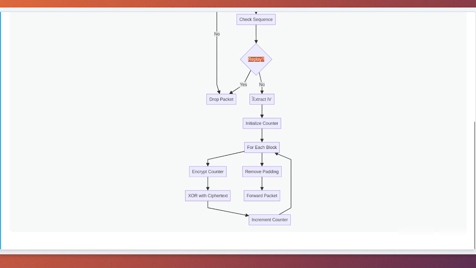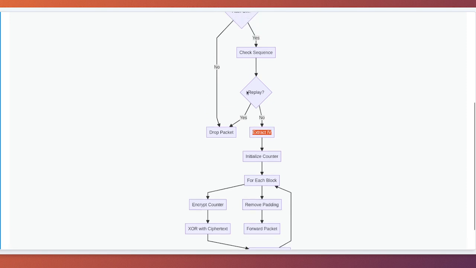Next comes sequence number verification, implementing anti-replay protection. The receiver maintains a sliding window of acceptable sequence numbers, typically 64 or 128 packets wide. If the received sequence number falls within this window and hasn't been seen before, we mark it as received and continue processing. Packets with sequence numbers below the window are dropped as potential replays, while packets above the window cause the window to slide forward. This mechanism prevents attackers from capturing and retransmitting packets to confuse or overwhelm the receiver.